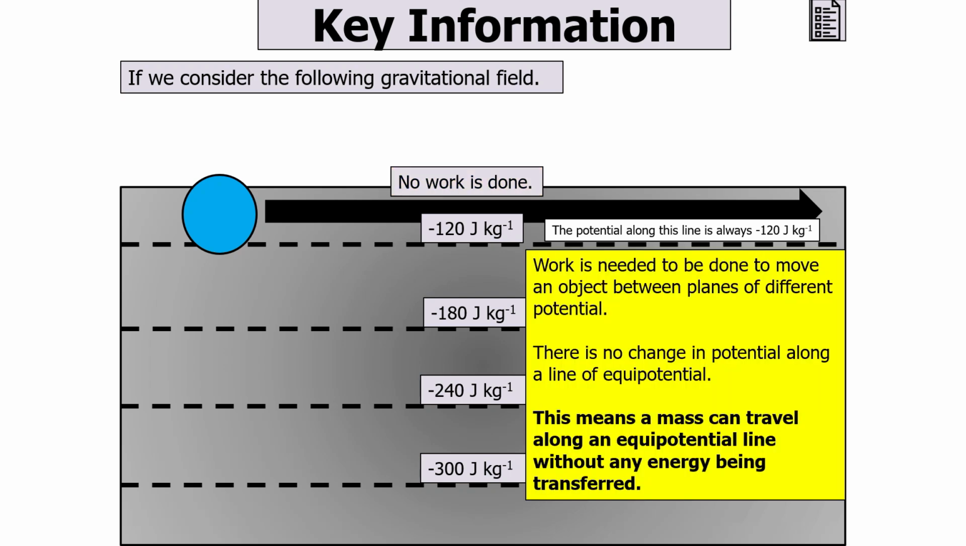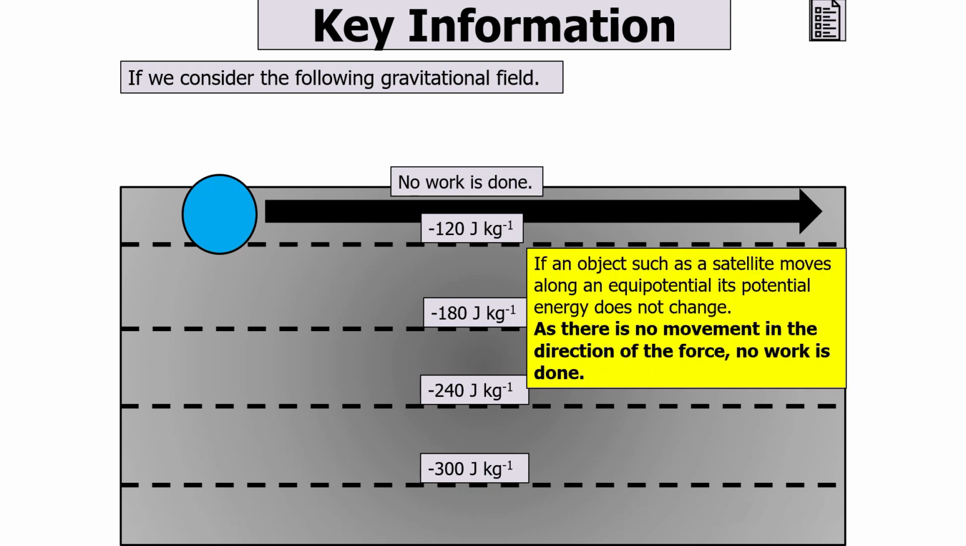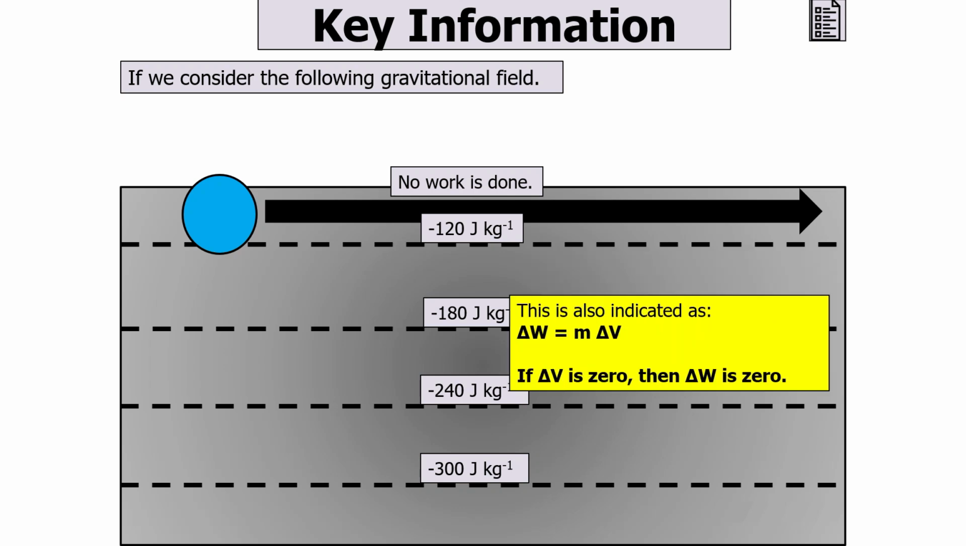Work needs to be done to move an object between planes of different potential. There is no change in potential along a line of equipotential. So this means a mass can travel along an equipotential line without any energy being transferred. If an object, such as a satellite, moves along an equipotential, its potential energy does not change, as there is no movement in the direction of the force, so no work is done. This is also indicated in the equation delta W equals m delta V. If delta V is 0, delta W is 0.